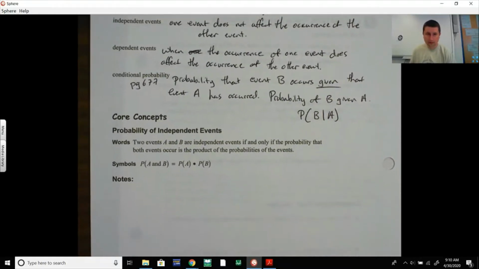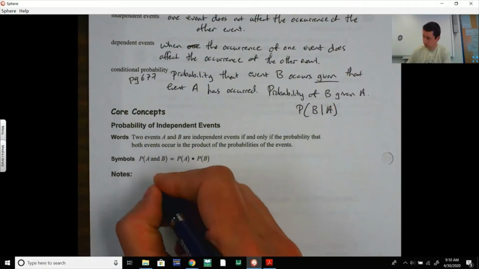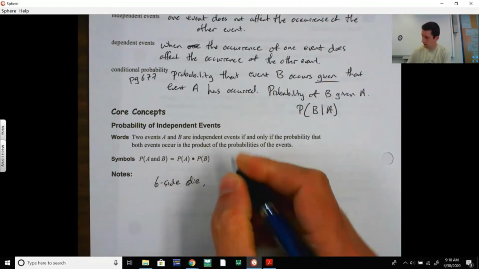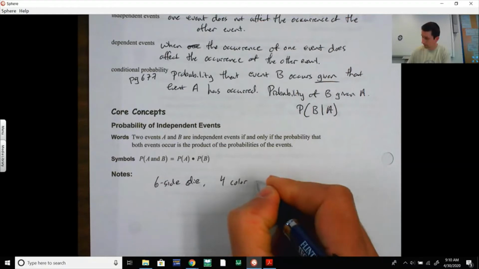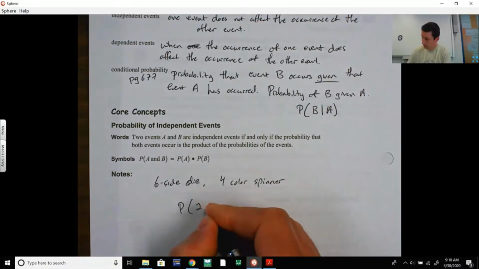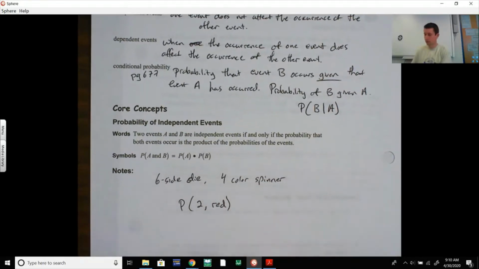So the probability of independent events: two events A and B are independent if and only if the probability that both events occur is the product of the probabilities of the events. Okay, so let's go back to the die and the spinner. So let's say we have a 6-sided die and we have a 4-color spinner. What is the probability of rolling a 2, then getting something red? Well, these are independent events. One does not affect the other.